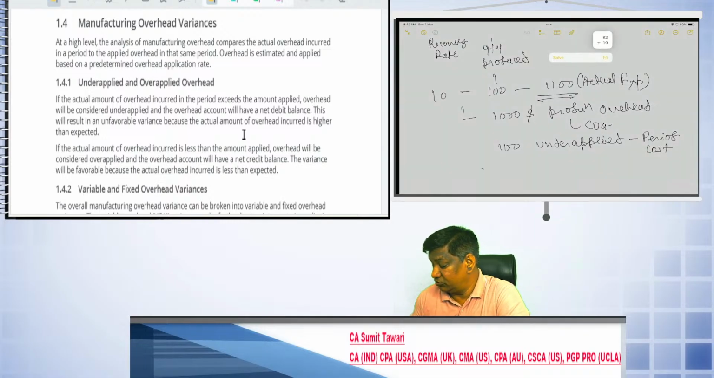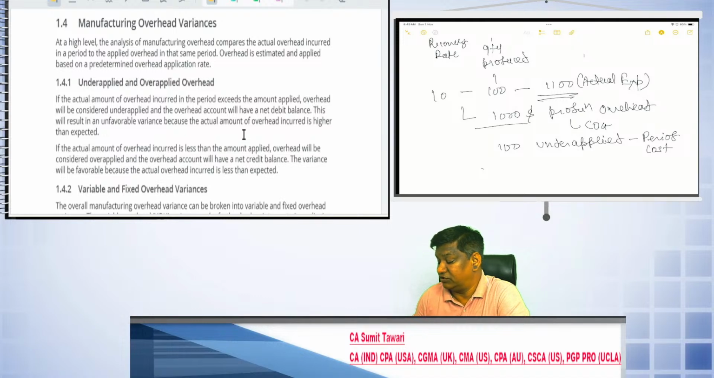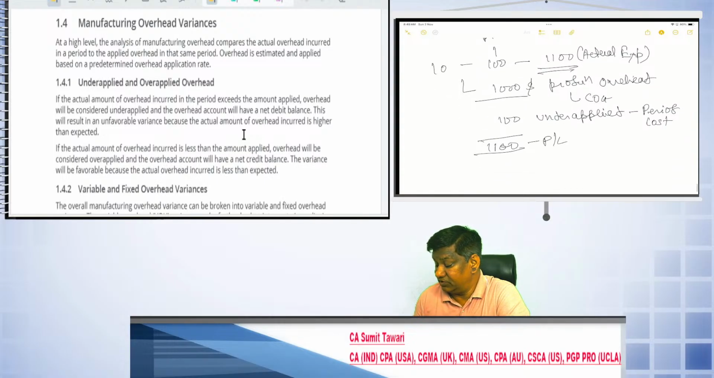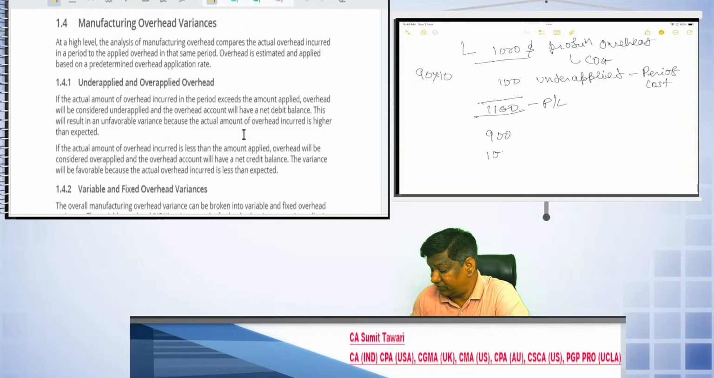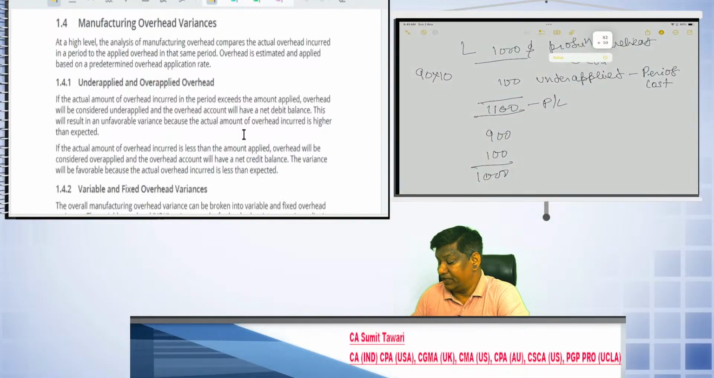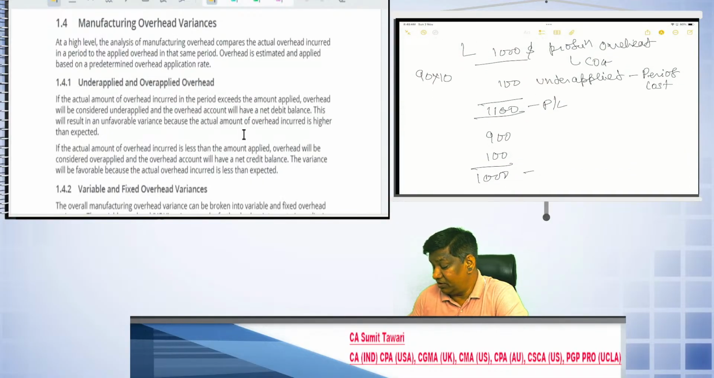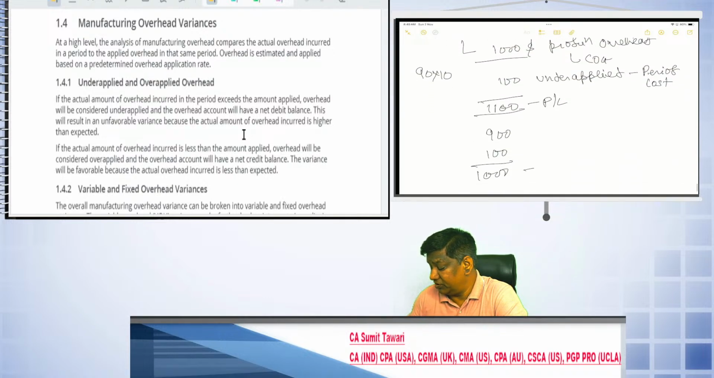So if I sell the entire 1000 quantity, then there is no issue. It is basically all goes to P&L. But if I am able to sell only 90 quantity, then in my production it is 900, because 90 multiplied by 10, plus 100. So 1000 goes to the P&L, and the remaining 10 quantity, like 100, is basically my inventory.